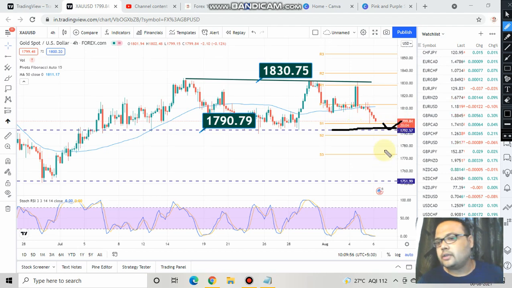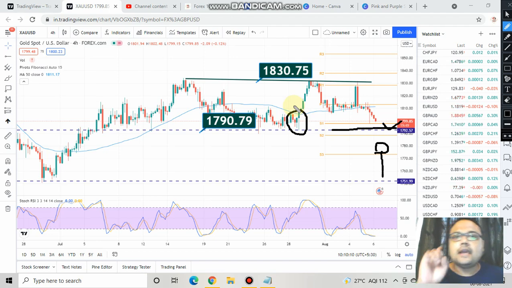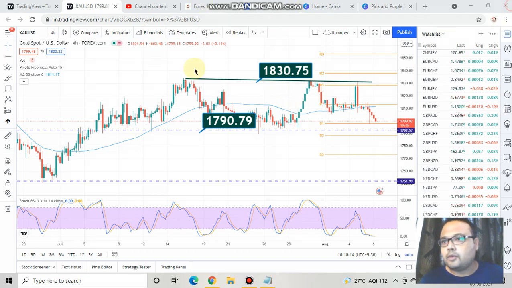Just make sure that you have the confirmation in the form of a hammer or a good green candle like this, or price rejection from below. Once you get the confirmation that the market is still respecting 1790 as a valid support, then you can easily click on the buy button. And most importantly, today the NFP report is about to come up.